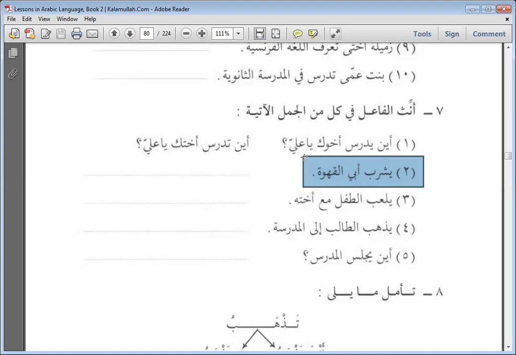So we see here yashrabu. We have the verb. Say after me: Shariba yashrabu. Shariba yashrabu. So now we have the sentence: Yashrabu abi al-qahwata.